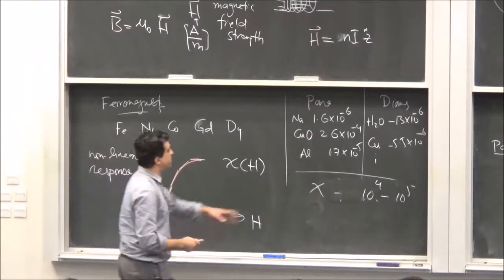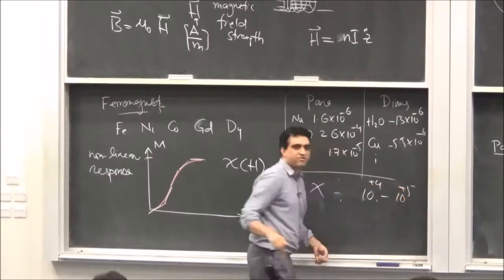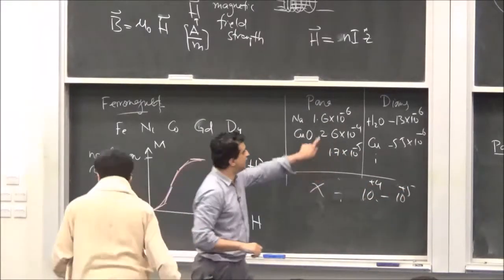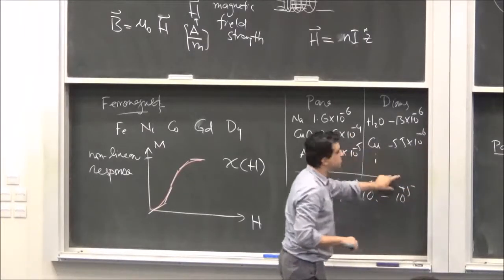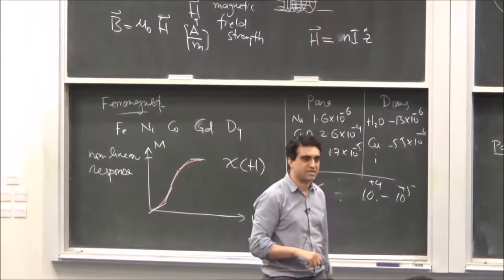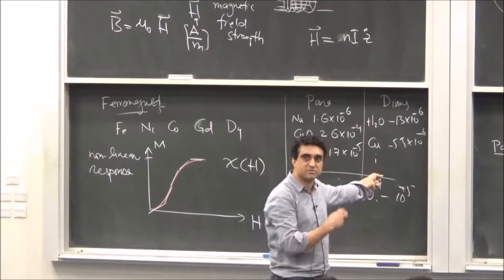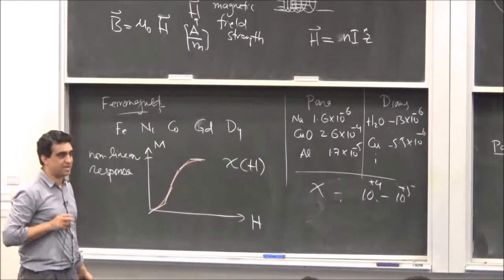So if you compare these values to this value, you have a plus over here. I haven't forgotten the minus. It's a plus, and those values are 10 to the power minus. So there's an order of magnitude difference between the magnetization you are able to produce in a ferromagnet as compared to a paramagnet or a diamagnet.